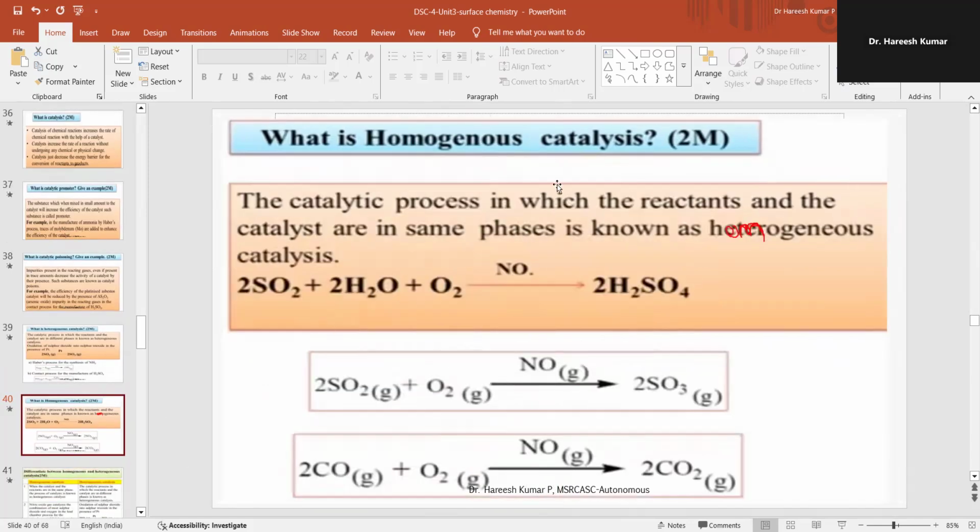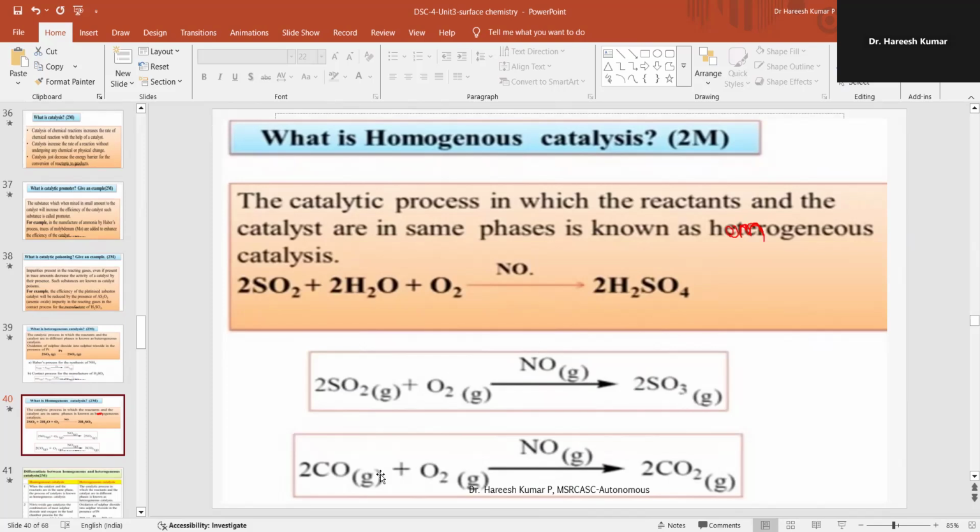Let's look into homogeneous catalysis. The catalytic process in which the reactants and the catalyst are in the same phase is known as homogeneous catalysis. An example of homogeneous catalysis is sulfur dioxide reacting with water and oxygen in the presence of nitric oxide. Nitric oxide is the catalyst and the reactants are in the same phase. The product obtained is sulfuric acid. Sulfur dioxide and oxygen in the presence of nitric oxide give rise to sulfur trioxide, all gases.